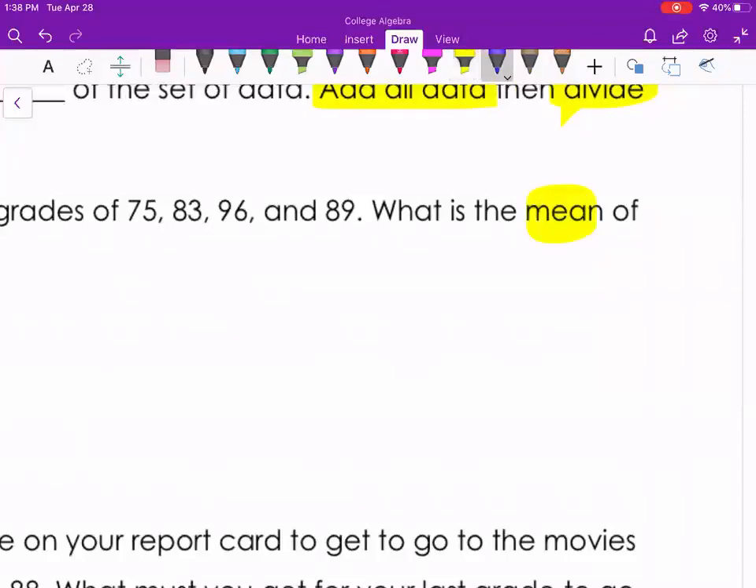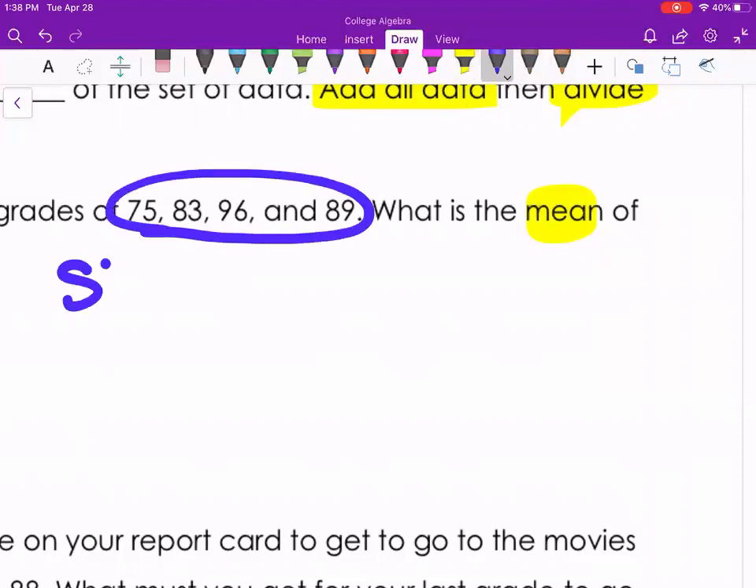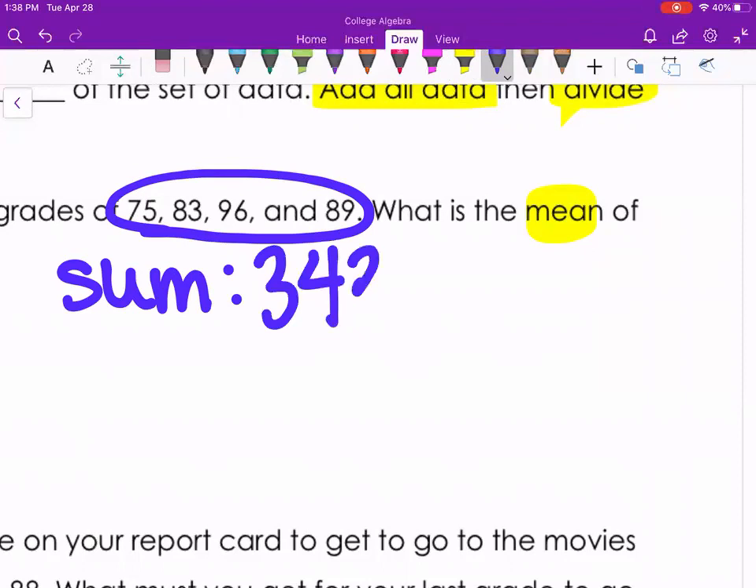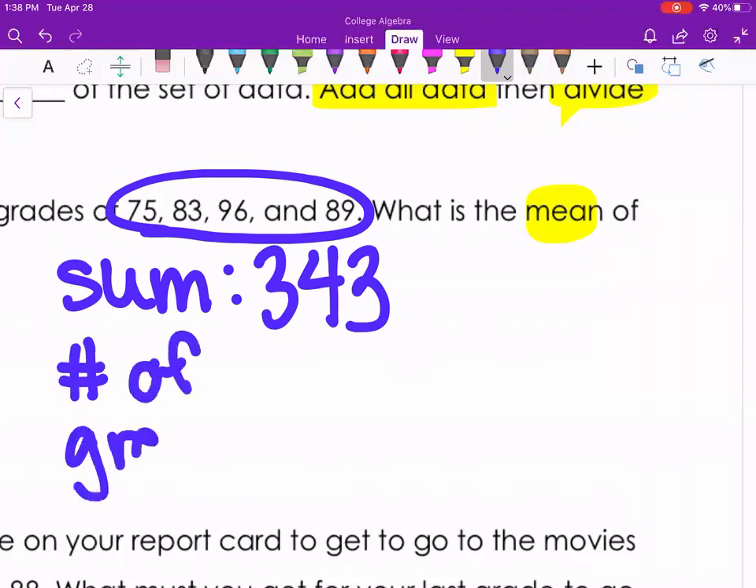So again, what is the mean? So we need to add all of these numbers up. We need the sum. Remember, sum is the answer to an addition. So the sum of all 4 of these numbers, 343. The second thing I need to know is the number of data values, or in this case, the number of grades. And in this case, in this example, we have 4.